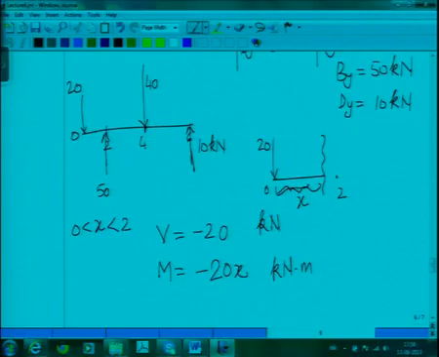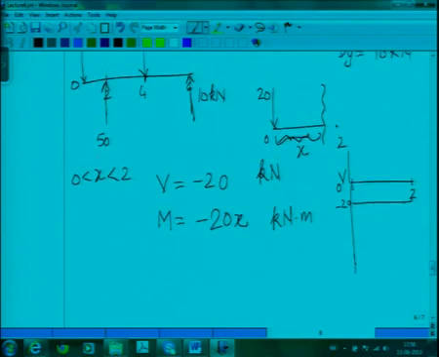Is that clear? So, if I start drawing a diagram, I will start from 0 up to 2, then the shear force V will be minus 20. And if I draw on the same axis the bending moment, it is minus 20x, that means it starts from 0 and goes up to minus 40. So, the bending moment diagram starts from 0, shear force is minus 20 all the way up to 2, and bending moment is a straight line from 0 up till minus 40. Is that clear? So, this is the shear force and bending moment between 0 and 2.